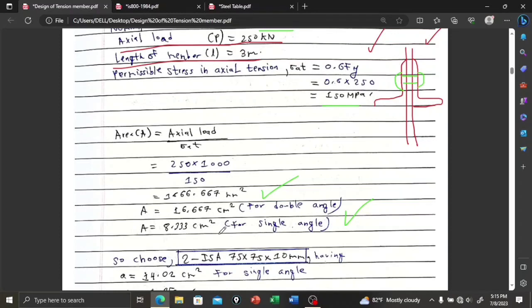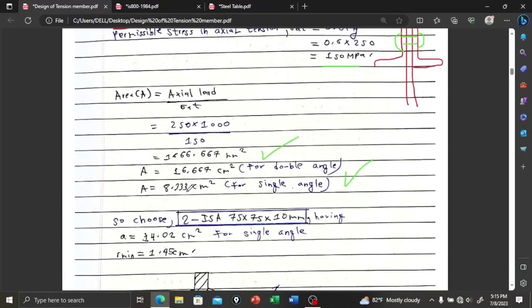So the area of one angle section should be greater than 8.333. You can choose up to around 30% extra, so that you can perform fewer trials. In the exam there is no time for multiple trials, so increase up to around 30% of this area.